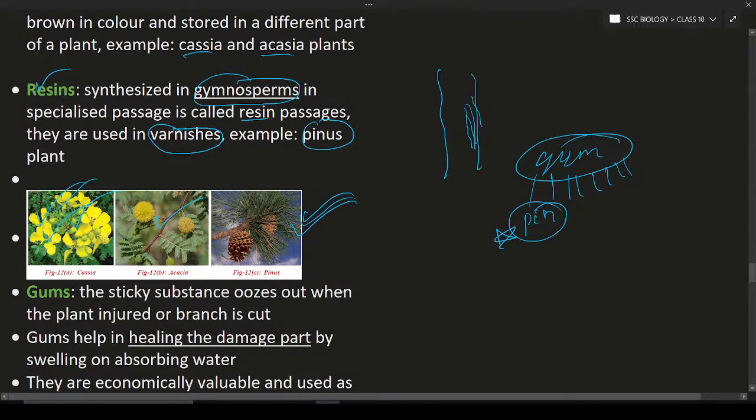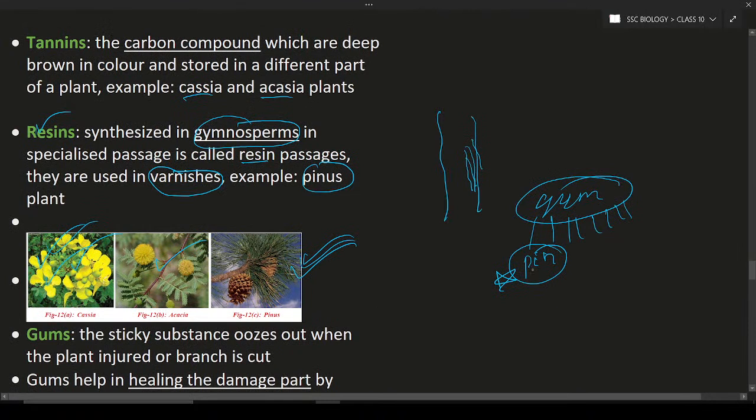So tannins. What are the tannins? Tannins are nothing but a secondary metabolite. It is stored in the plant. Especially you will use tannins in the tanning industry, and in the production of some compounds, some products, and so on. So these are the uses of the tannins.